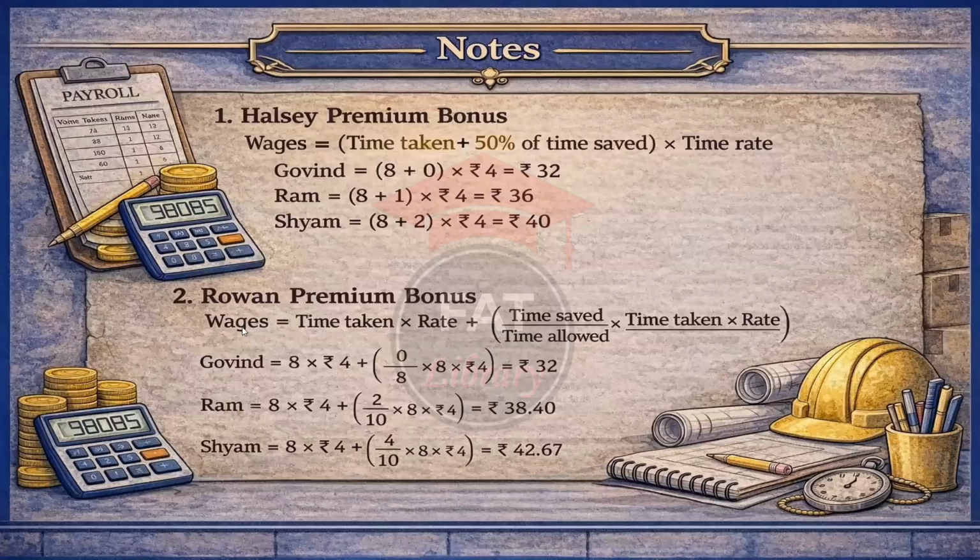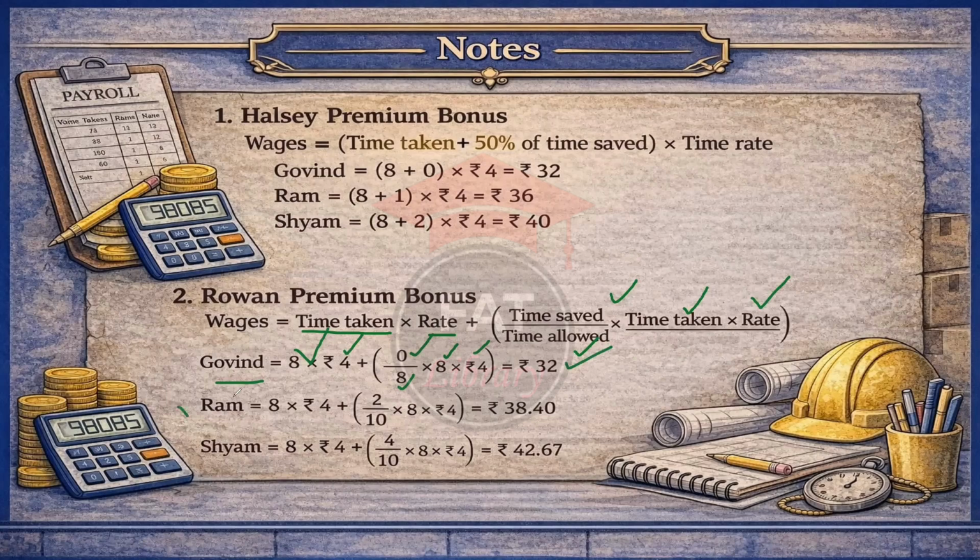Now, as per the Rowan premium bonus, wages we calculate as time taken multiplied by rate plus time saved divided by time allowed multiplied by time taken multiplied by rate. So now in case of Govind, 8 hours he is taking, time multiplied by rate is 4 rupees, and time saved he is not saving any time, that's why it is 0, divided by 8 which is time allowed and multiplied by time taken again multiplied by 4 which is equal to 32 rupees.